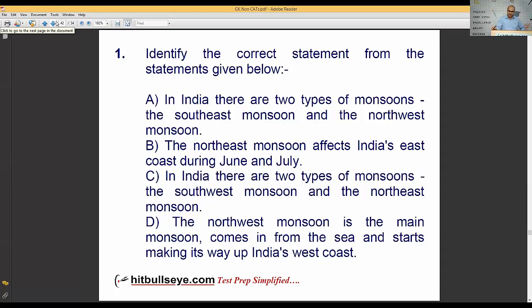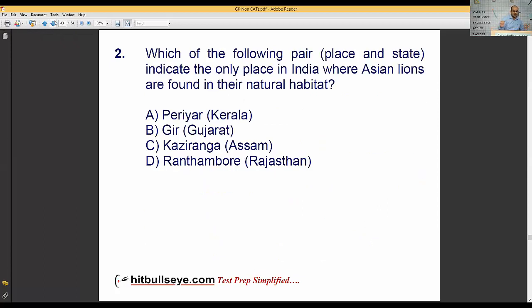In India, there are two types of monsoons, the southeast monsoons and the northwest monsoons. Next, which of the following pairs, place and state, indicate the only place in India where Asian or Asiatic lions are found in their natural habitat? Fairly simple. The answer is B, Gir in Gujarat.